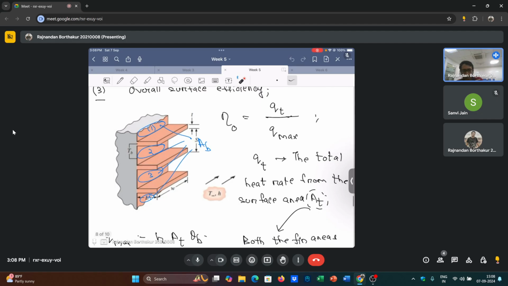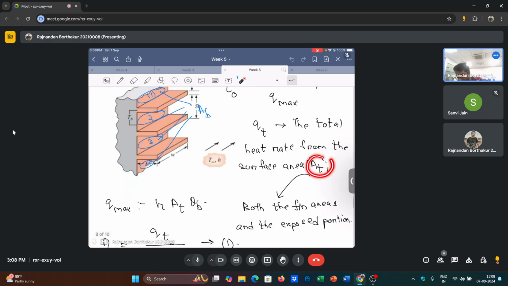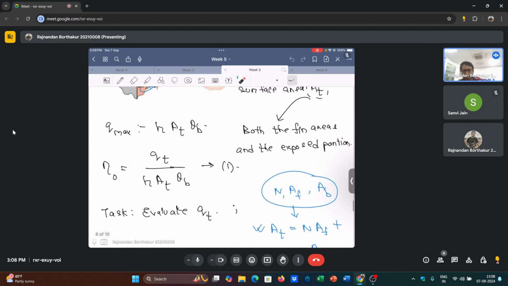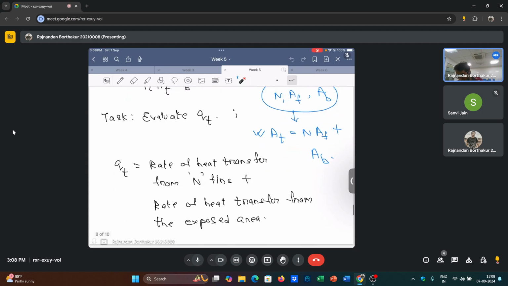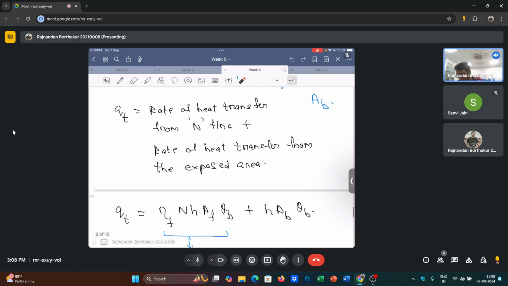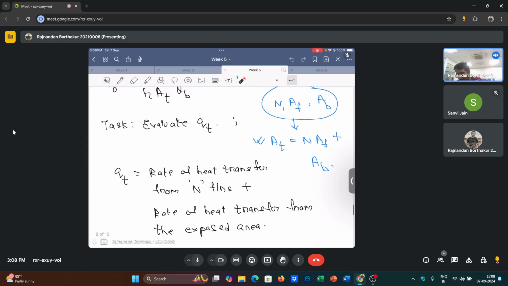The only difference here lies in the fact that this q_t is the total heat rate from the surface area A_t, and this A_t covers the fin areas and the exposed areas. So this is known as the overall fin efficiency. This is what we looked at, and this is where we stopped in the last class.